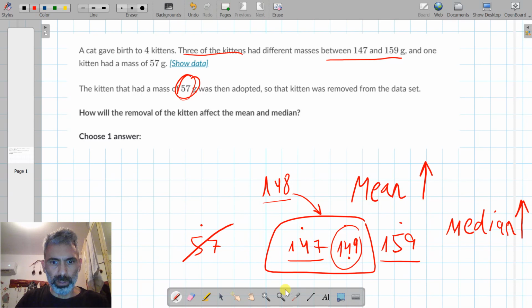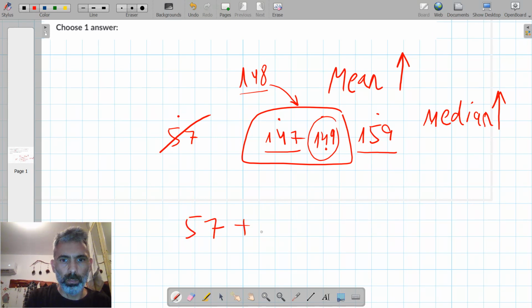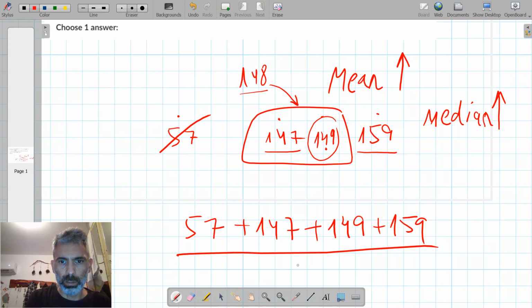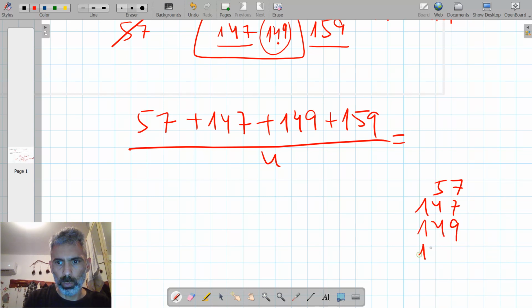No. Let's just calculate the mean for my example. So the mean, if we do take into consideration 57 plus 147 plus 149 and 159, divided by 4. Okay, so 57 plus 147 plus 149 plus 159.